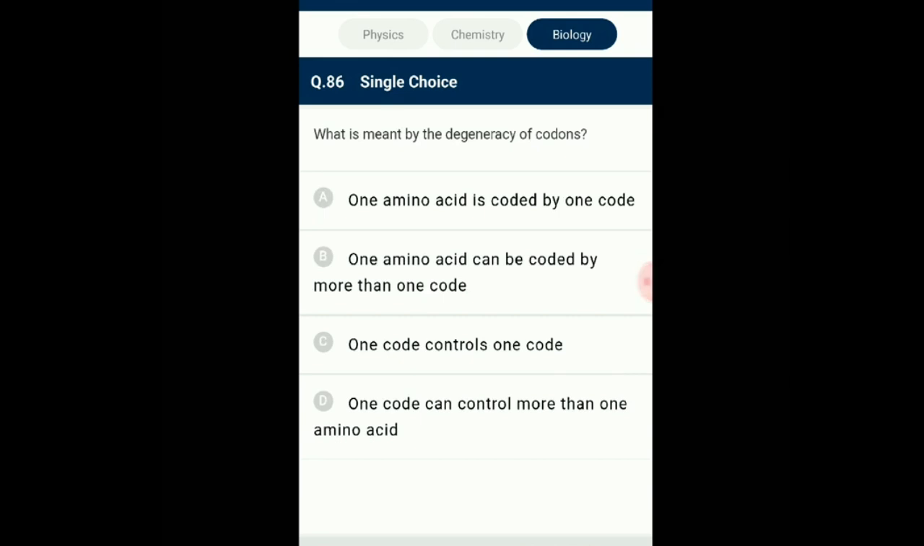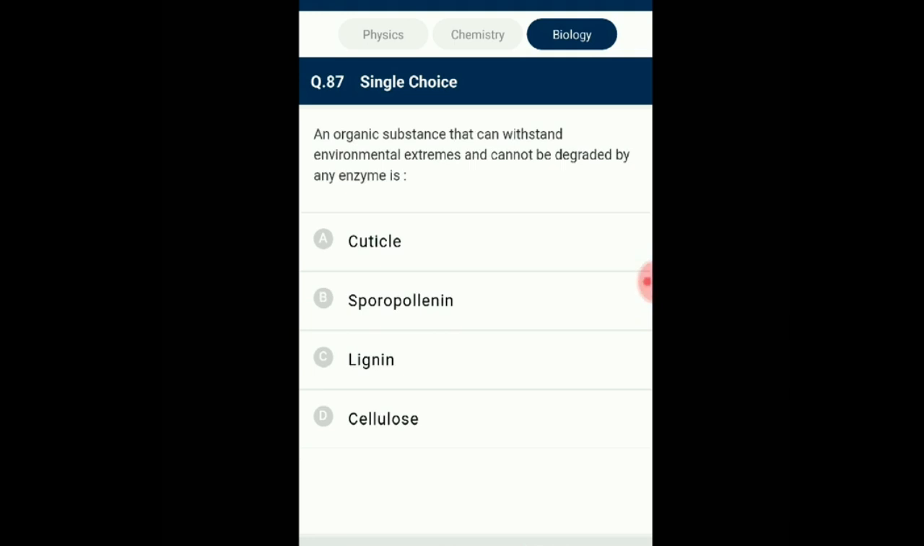Question number 86. What is meant by the degeneracy of codons? As the number of codons is 64 and the number of amino acids to be coded is 21, more than one codon is available for a single amino acid. So the answer is option B. One amino acid can be coded by more than one codon. Question number 87. A substance that can withstand environmental extremes and cannot be degraded by any enzyme is. Sporopollenin is a fatty substance present in the pollen wall and provides resistance against extreme conditions like high temperature, acids, bases. So the answer is option B, sporopollenin.